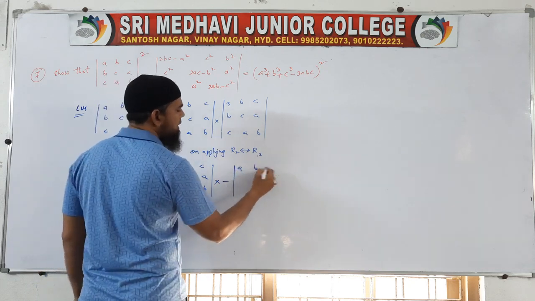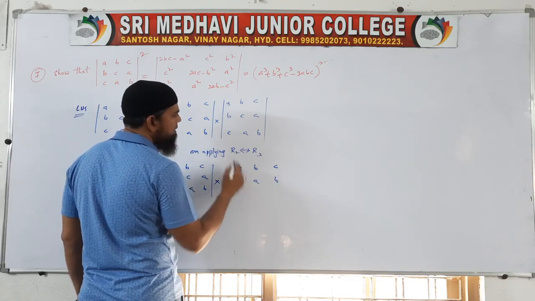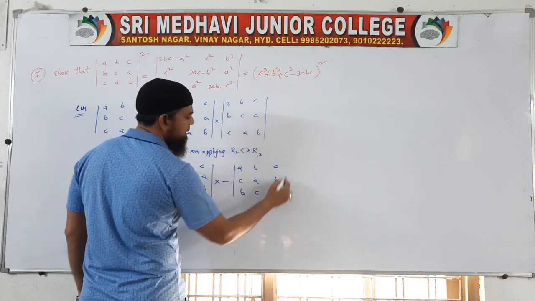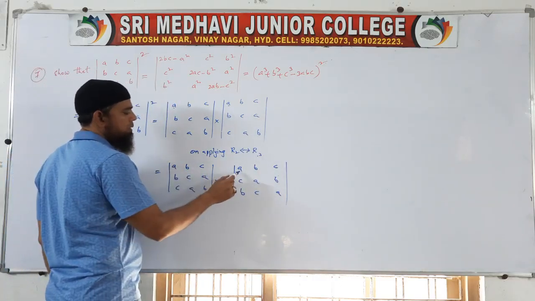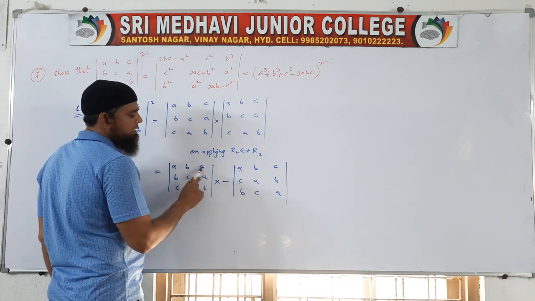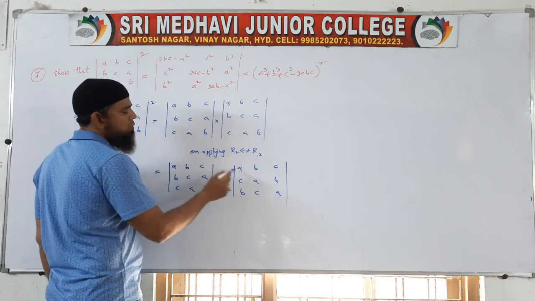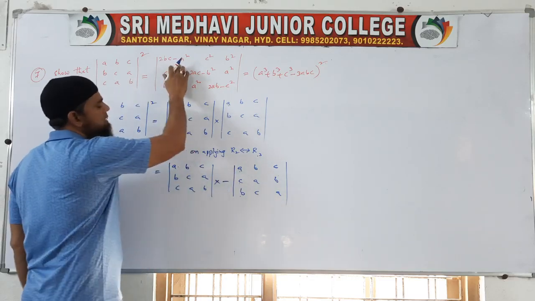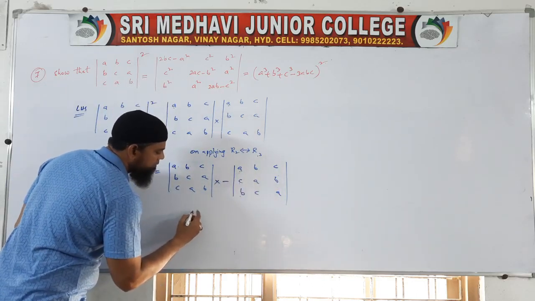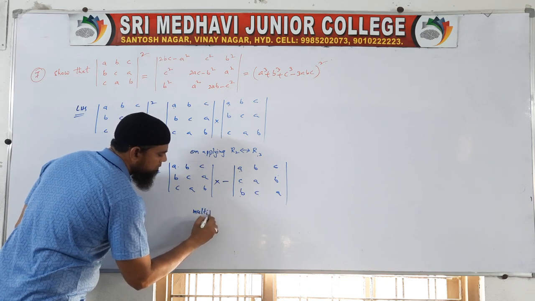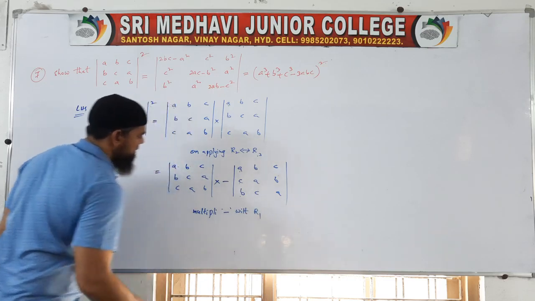Now A, B, C, now C, A, B we are writing in place of R2, and the third one B, C, A. This is R3. Now again we see the multiplication: A into A square, B into C is BC, C into B is BC. So BC plus BC you will get 2BC. But A into A gives plus A square, and I want minus A square. Do one thing, this minus you just multiply with R1.